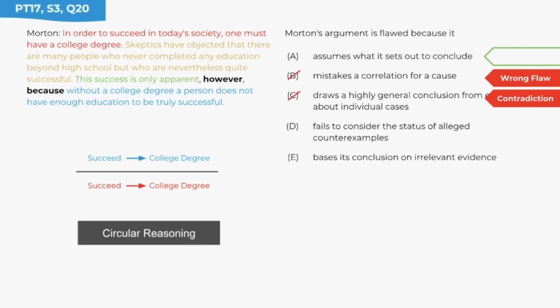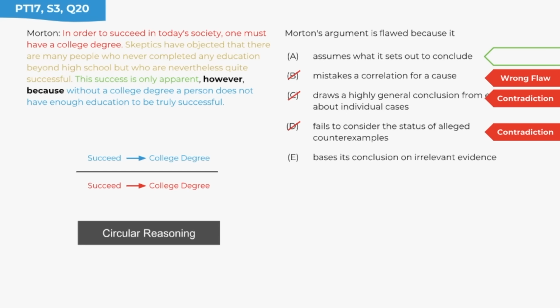If we look at answer choice D, it fails to consider the status of alleged counterexamples. Well, that's actually not true. Skeptics have objected that there are many people, blah, blah, blah. So they did consider those counterexamples. So answer choice D, again, contradicts what happened in the argument.